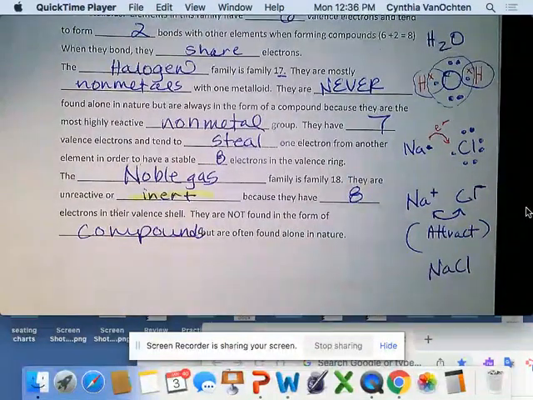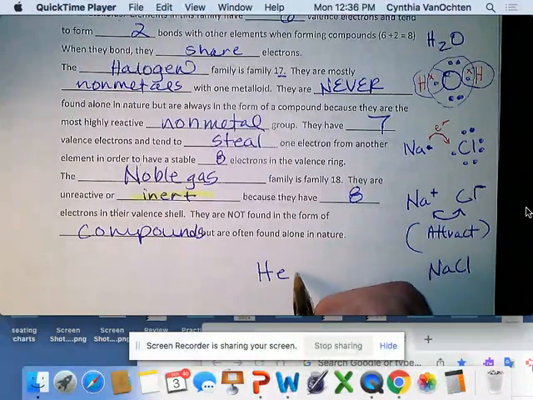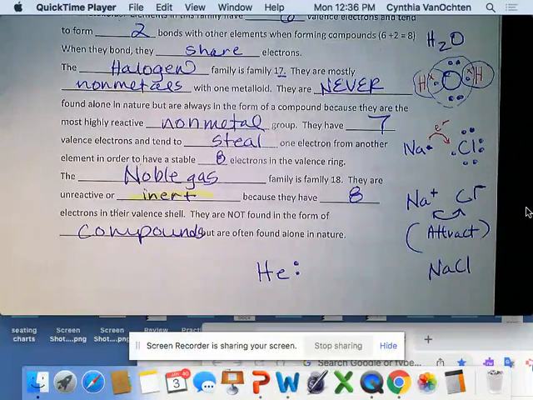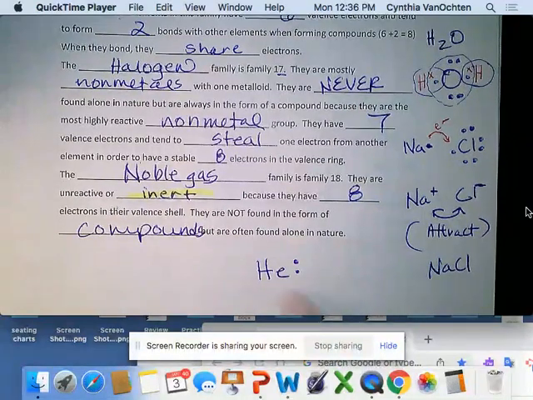The only exception in this group, you guys, is helium. Helium is stable when it has 2 valence electrons because the first ring can only hold 2. Helium only has 1 ring, so it is stable and inert, unreactive when it has 2 electrons. So it is still a noble gas.